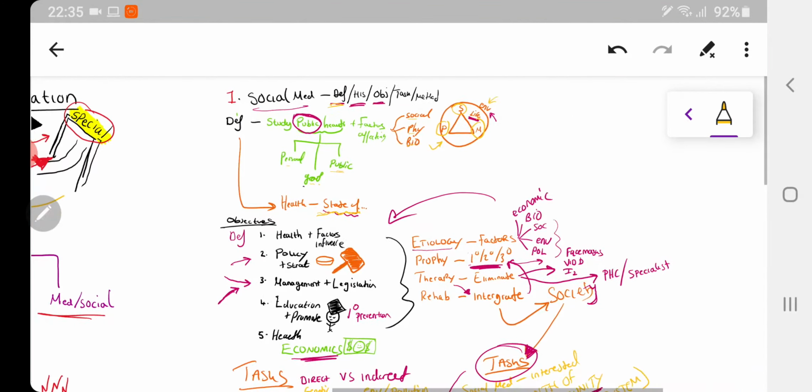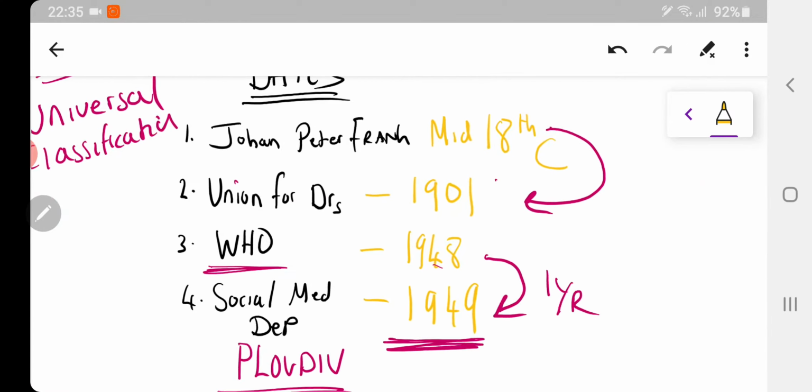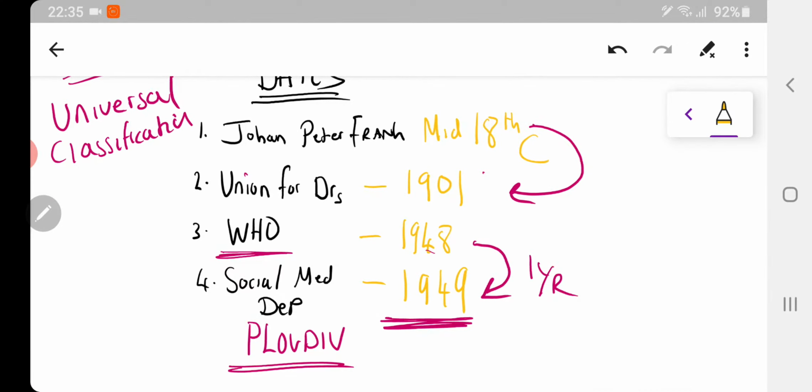Now, objectives. No, let's go history. History is here. Now, history, just talk about the main 4 points. You can add whatever you want if you want, but I'm just gonna stick with this.